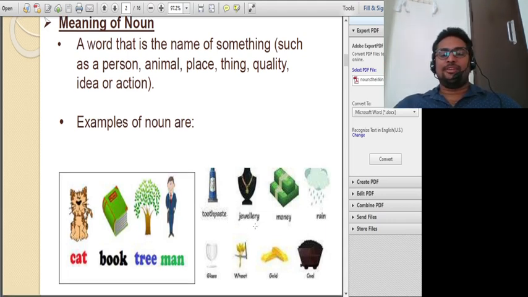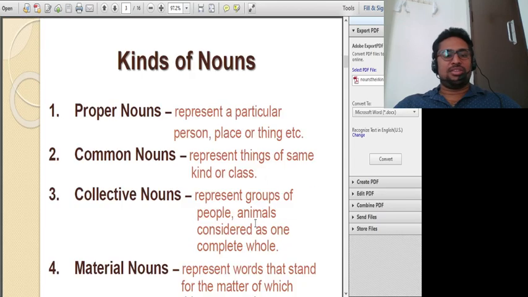Toothpaste, jewelry, money, rain, glass, these all are nouns. We know based on the form and based on the meaning, we have two types of noun. Based on the form, we have countable and uncountable. Based on the meaning, we have concrete, abstract, material noun and collective noun.